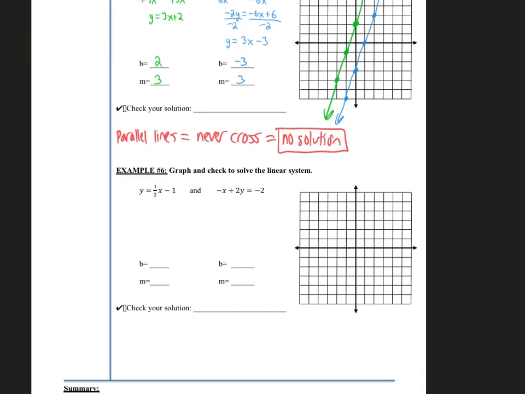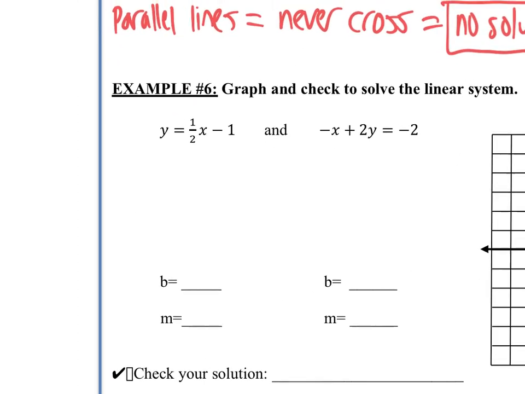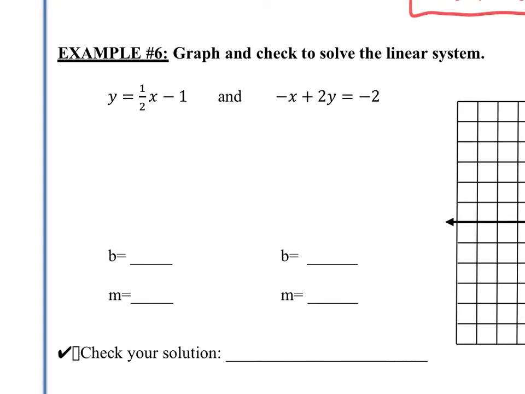Okay, next one. We have graph and check to solve this linear system. We have y equals 1/2 x minus 1. First of all, is it in y equals mx plus b form? It is. It's in slope-intercept form, which is good. What's our b? B is negative 1. What's our m? It's 1/2.